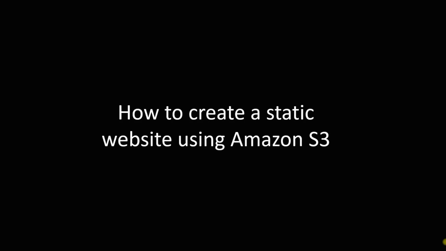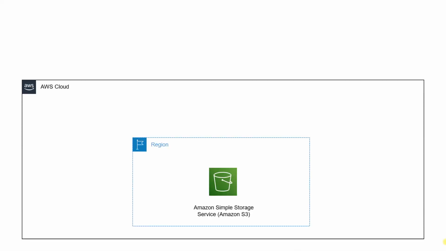In this lab, we are going to see how to create a static website using Amazon S3. So in an AWS account, in one region, we'll create an S3 bucket and upload an HTML file. We'll make it public and we can access this URL using the internet.